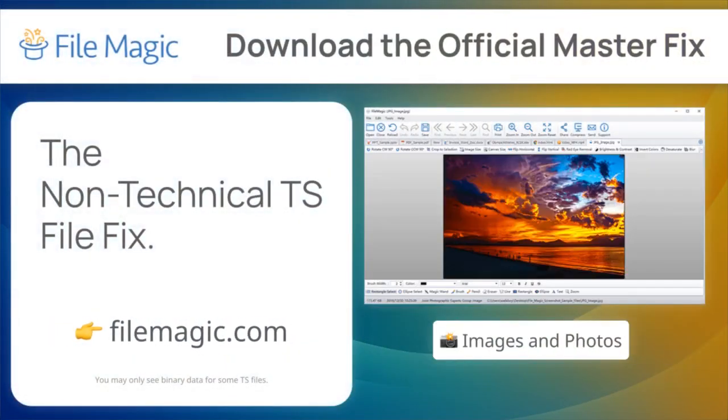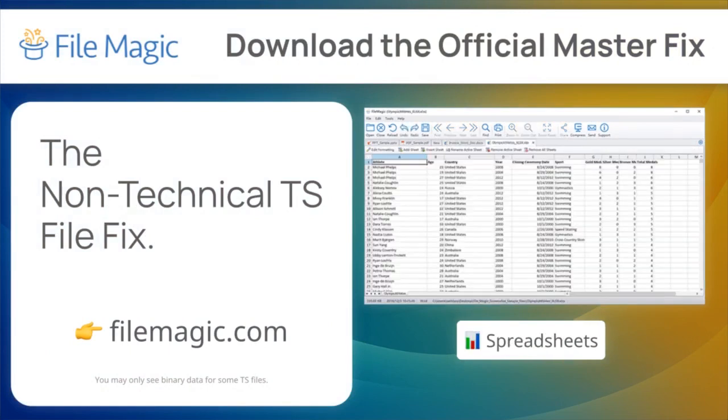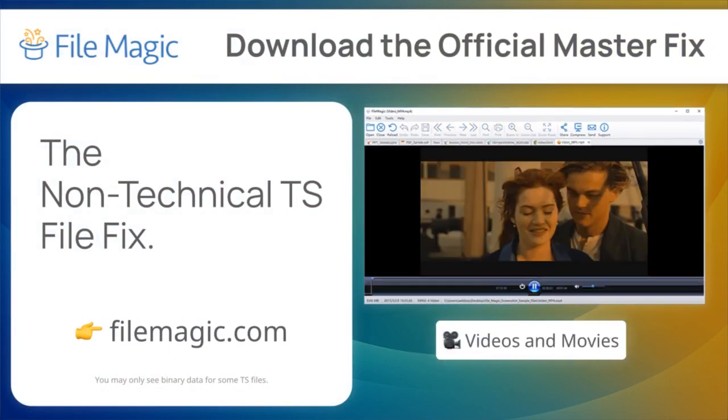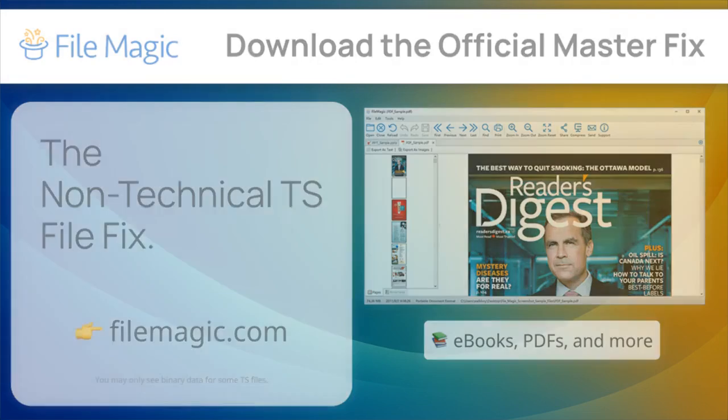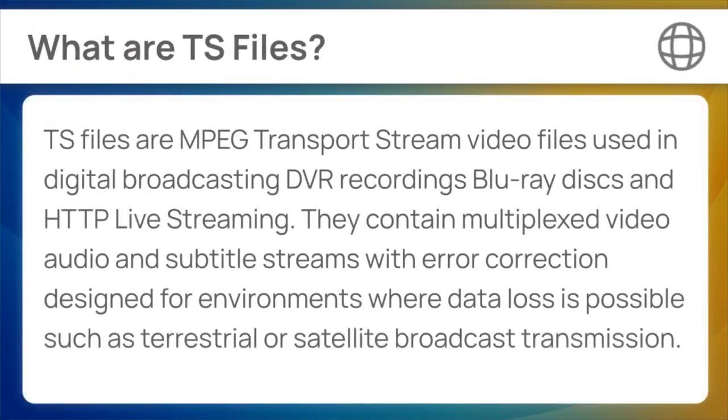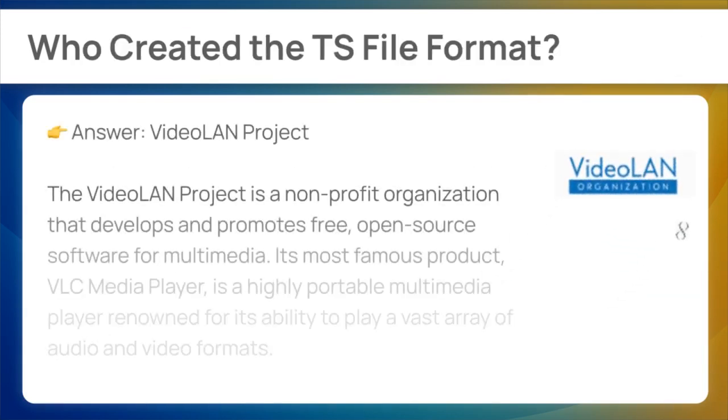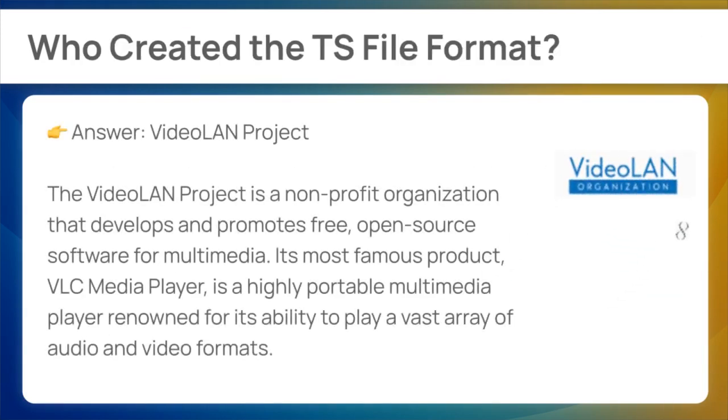This involves a smart application of one premiere TS file inspection tool that minimizes complexity across many different files. TS files are MPEG Transport Stream video files used in digital broadcasting, DVR recordings, Blu-ray discs, and HTTP Live Streaming. They contain multiplexed video, audio, and subtitle streams, with error correction designed for environments where data loss is possible, such as terrestrial or satellite broadcast transmission.